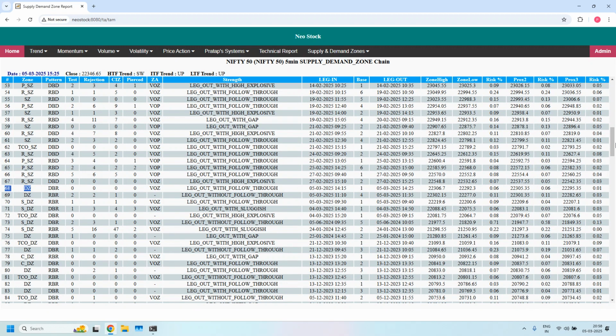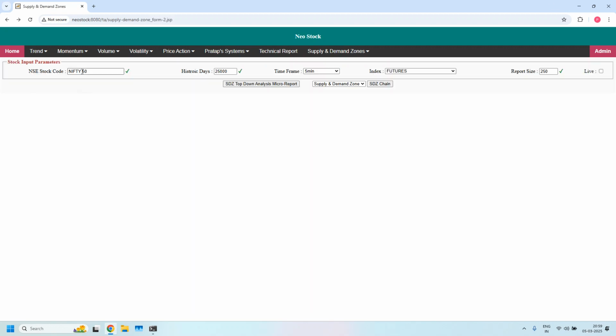So this is the 5 minutes supply demand zone chain for Nifty. So this is about Nifty supply demand zone chain. Next we will generate Bank Nifty supply demand zone chain. Changing the name to Nifty Bank, that is nothing but Bank Nifty. So generating monthly supply demand zone chain for Bank Nifty.